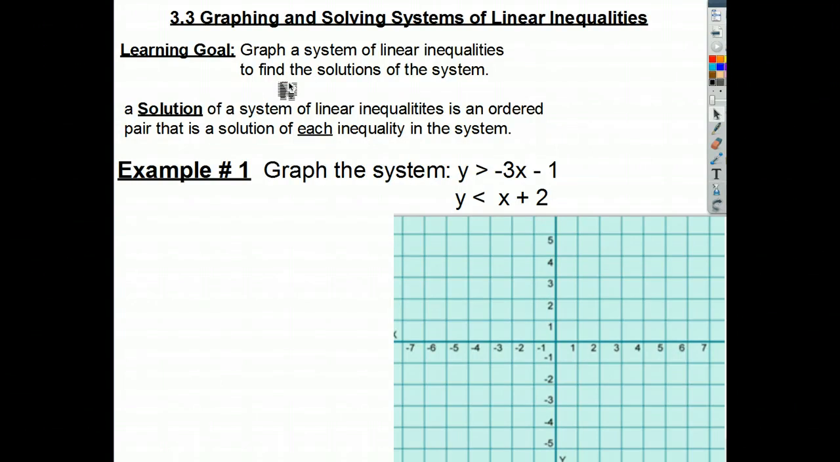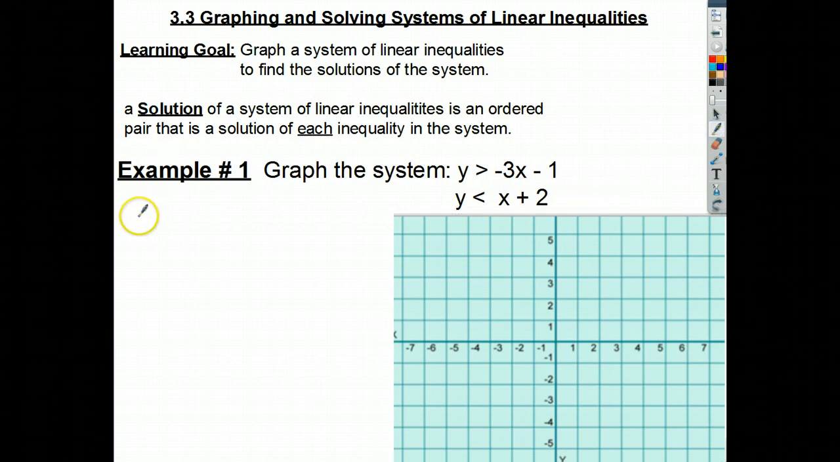Now, our systems are going to have 2 and 3 inequalities in them, so the solution has to make each of them true, and more specifically, the ordered pair has to be located in the shaded area for each one. Okay, let's take a look at example 1. We're given a system down here, and we're going to graph this.